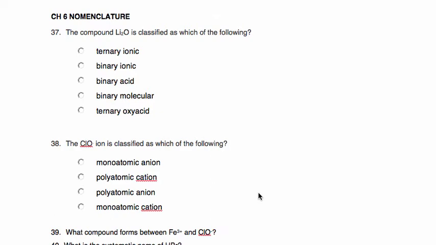Alright, so I'm just going to start going through the chapter 6 questions here, and we'll pick up along the way. So lithium oxide, we see this as a metal with a nonmetal, so we know it's ionic. So that's going to say it's one of these 2 things. And ternary means there are 3 kinds of atoms. No, there are only 2 kinds of atoms, so we would call that binary ionic. This is the hypochlorite polyatomic ion. Okay, the fact that it's negative would be a polyatomic anion. You should just learn those so that you immediately recognize the combinations.